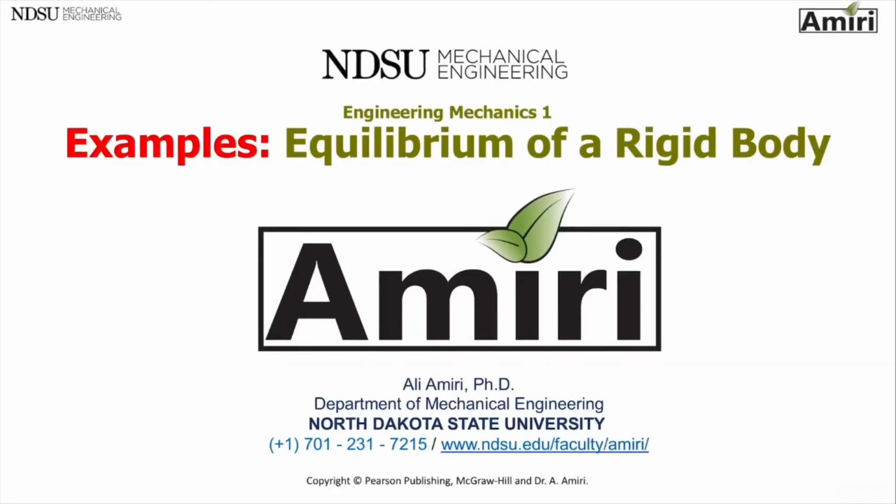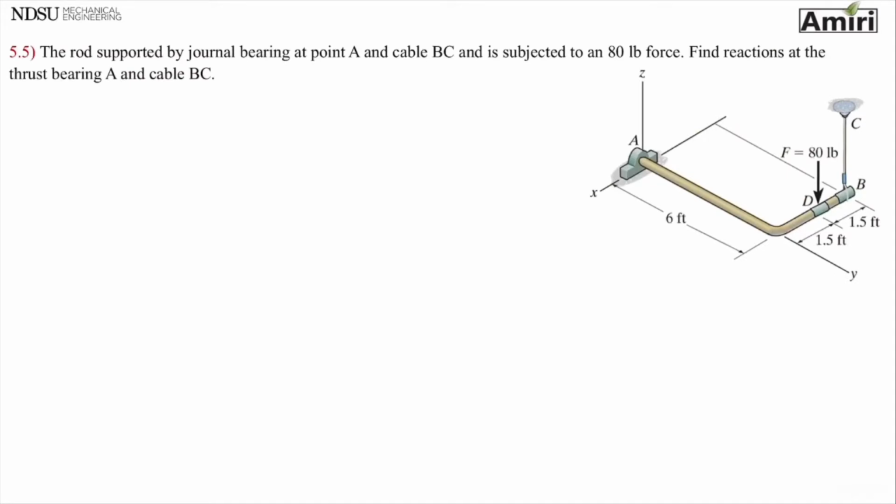Hello, in this lecture I will go over some examples of equilibrium of a rigid body in three-dimensional. The first example asks us: the rod supported by journal bearing at point A and cable BC is subjected to an 80-pound force. Find reactions at thrust bearing A. That should be journal bearing A and cable BC.